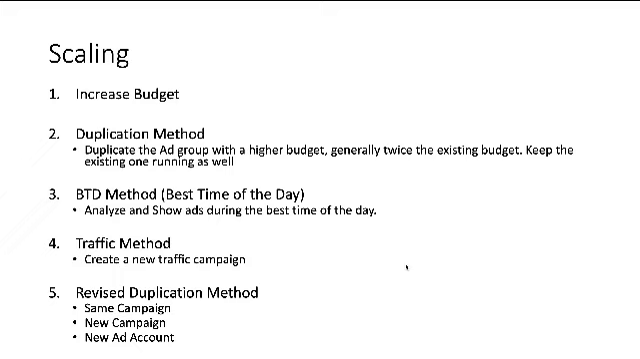Third one is the BDD method, which is the best time of the day. Analyze, see what is the best time of the day your ads, your cost per conversions are cheapest, and show your ads during that time and give a high budget.